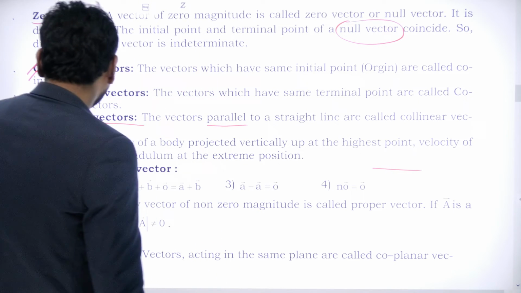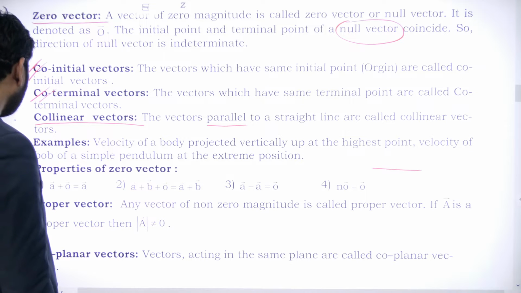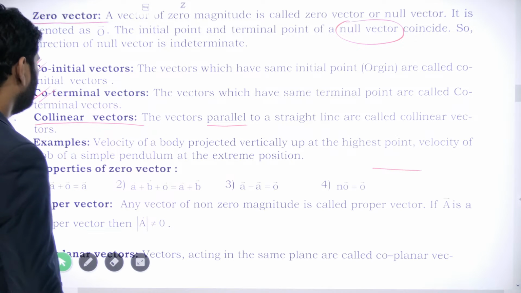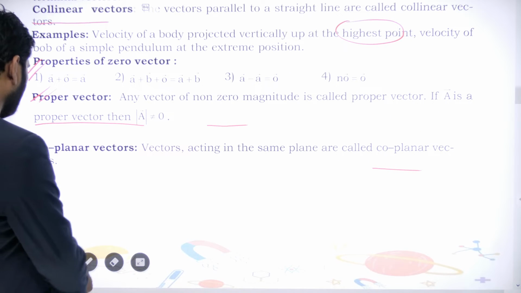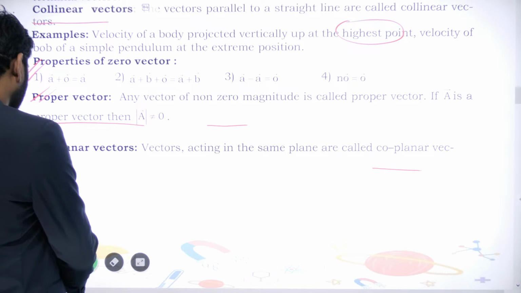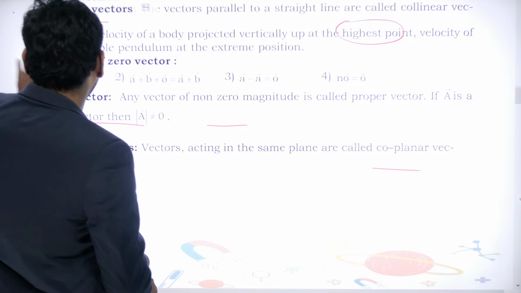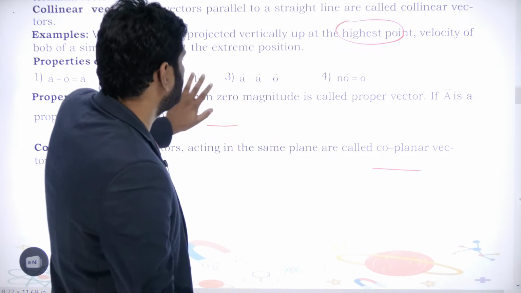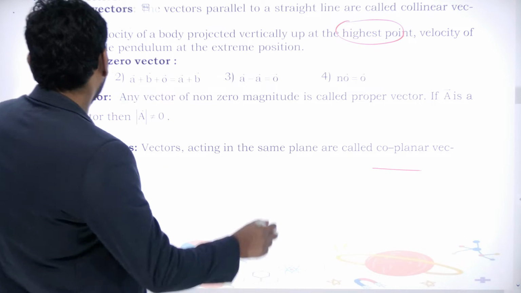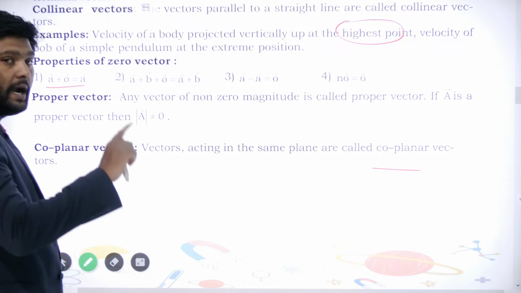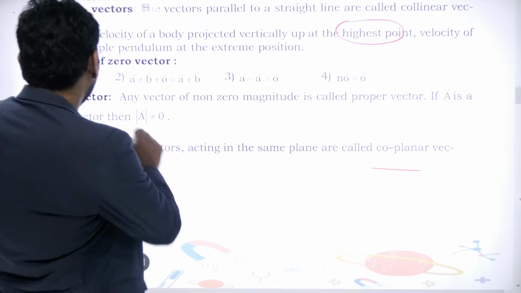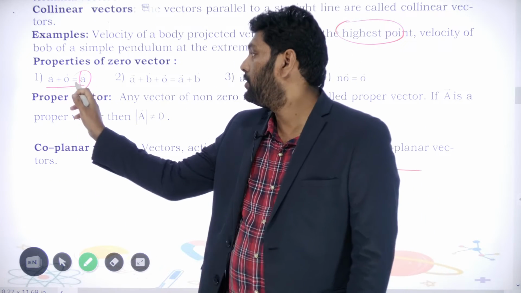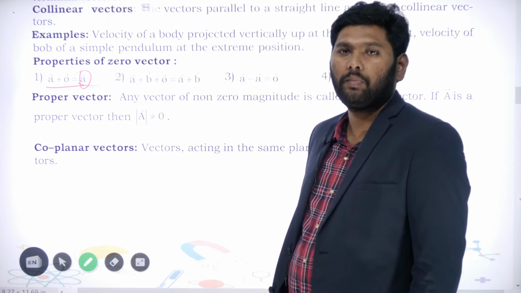And coming to some properties mentioned for the zero vector, because zero vector is also very important. Look at the properties here. So first property is what? If you add a zero vector to any vector, you will get the same vector. That is nothing but adding a vector to zero vector. Without changing the magnitude, we will get the same vector as it is.